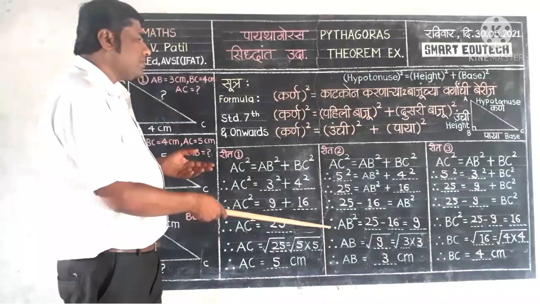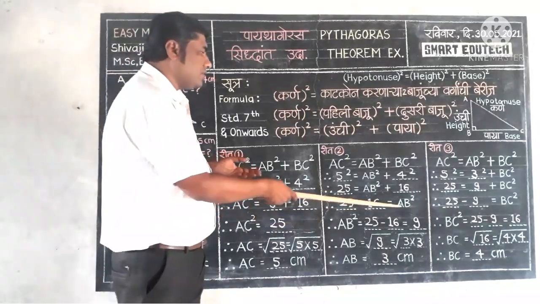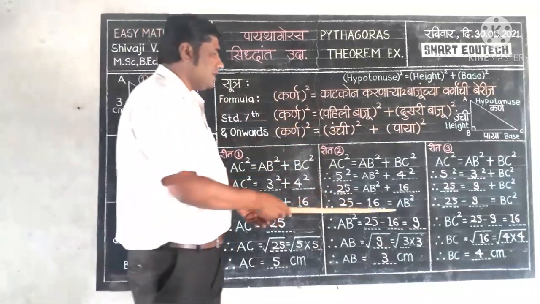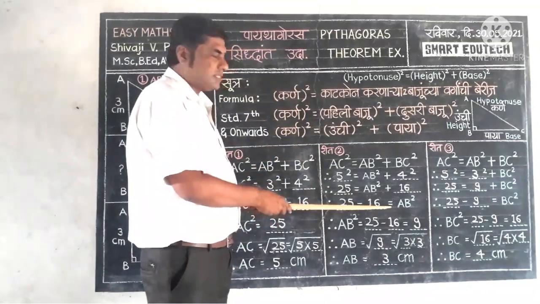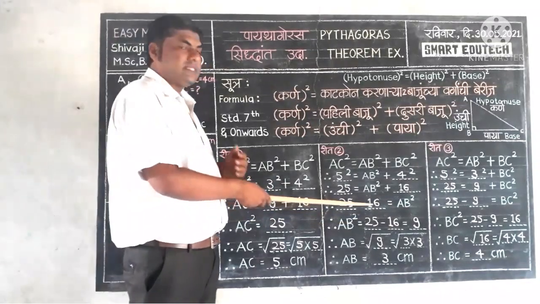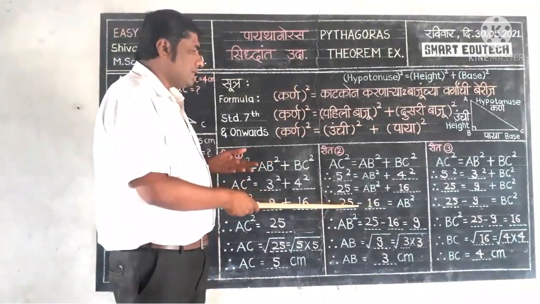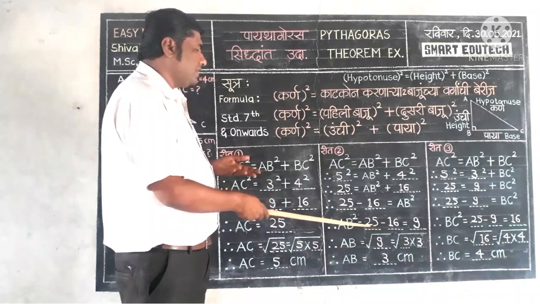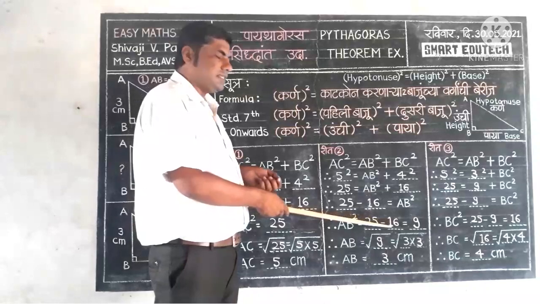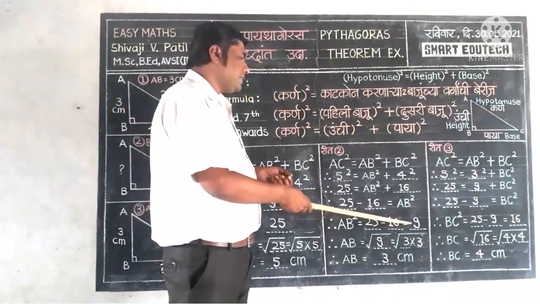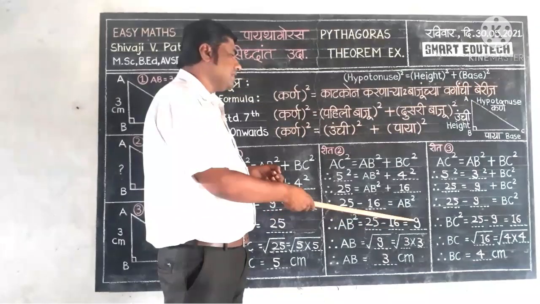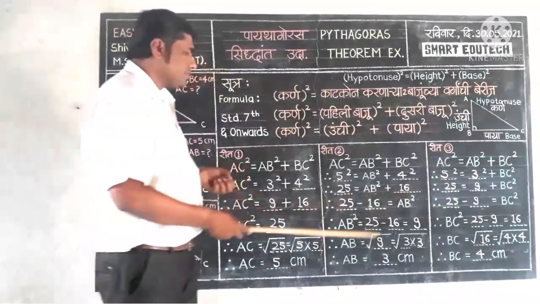Now in the next step you have to do one thing, that you have to change both the sides at a time. That means AB, which is on the right side of the equal sign, you have to write it on the left side, and 25 minus 16, which is on the left side, write it on the right side of the equal mark. So AB square is equal to 25 minus 16. After subtracting 25 minus 16, we get here 9.